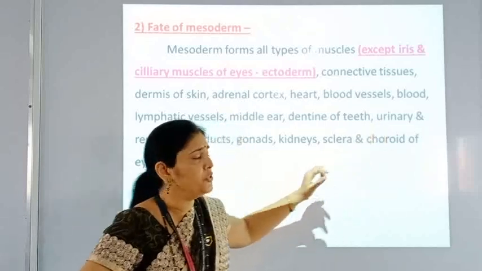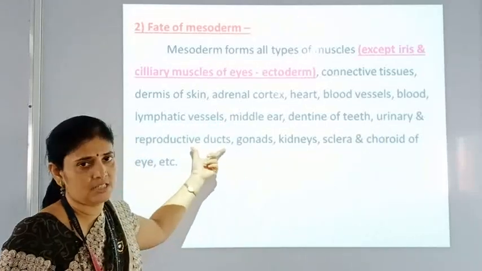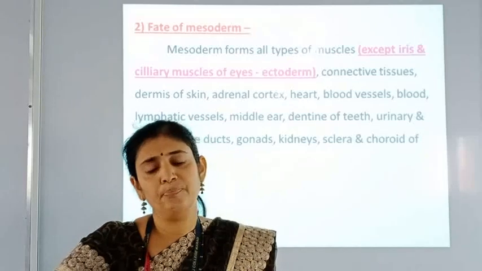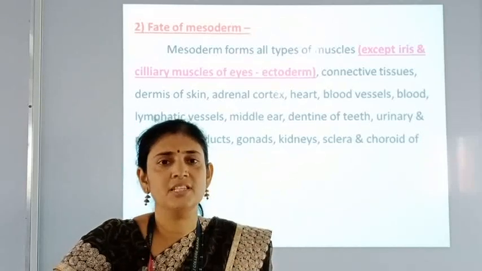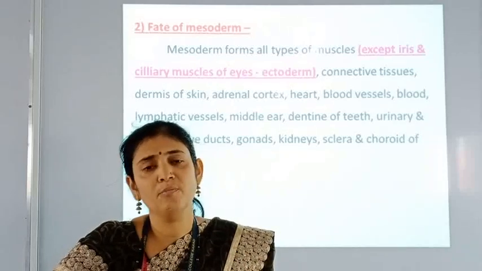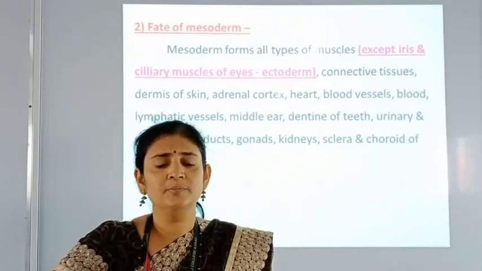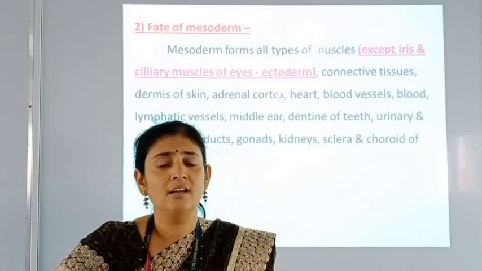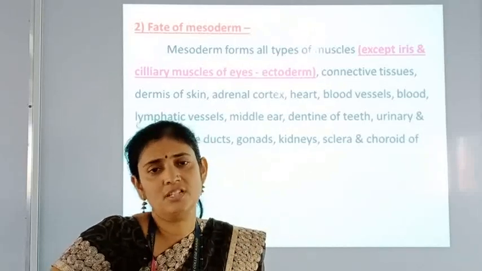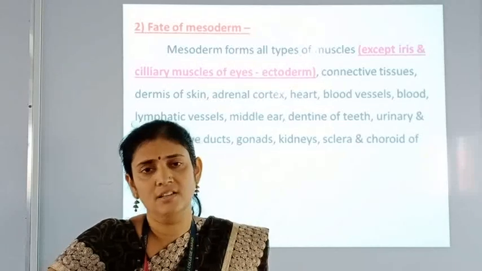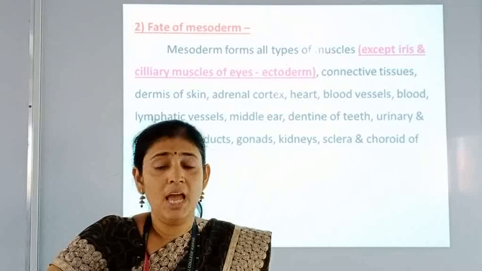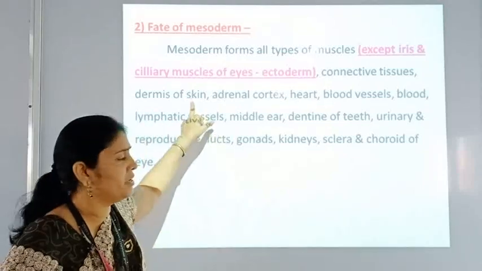Then here urinary and reproductive ducts. There are different ducts present in urinary system. The ureters are present, and in reproductive system there are oviducts present in female body, and in male body we can see urethra or vas deferens. So these are the different duct like structures, and all these ducts related to the urinary system and the reproductive system are derived from this mesoderm.